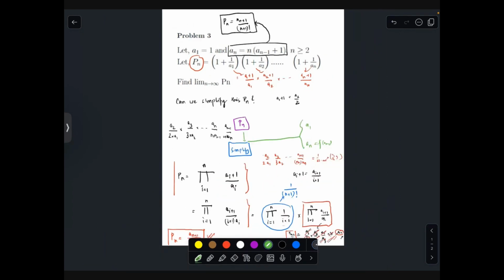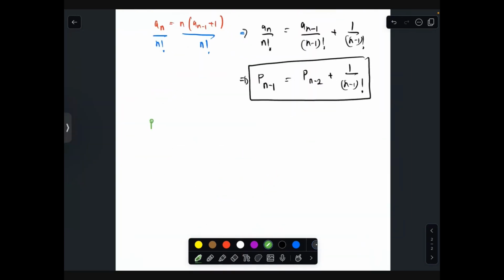Now this is interesting because if you write this down, Pn starts from n equal to 1, right? So it starts from n equal to 1. So we have P1, and therefore, because this is n minus 2, you can write that Pn minus 1 plus 1 by n factorial is equal to Pn.